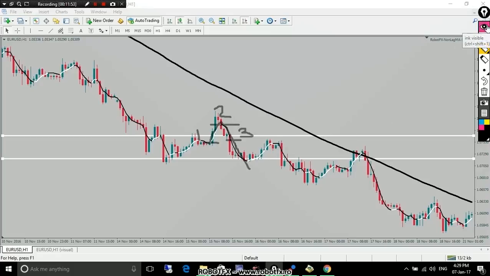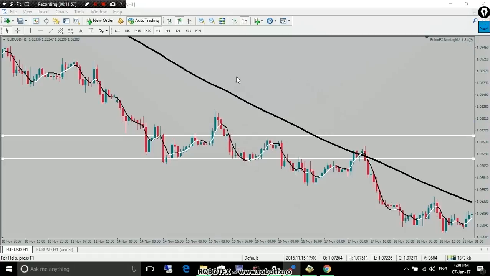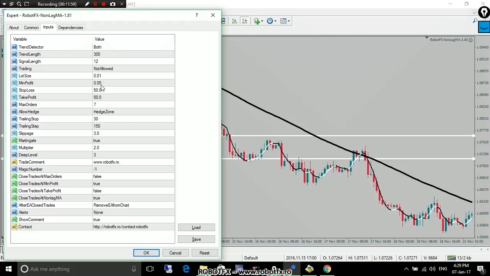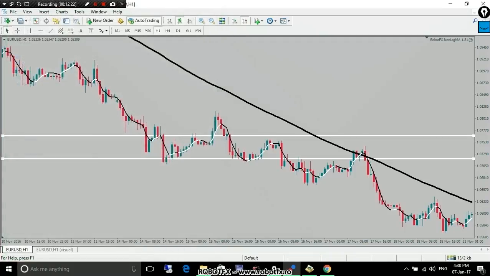And this brings me to another setting in the expert advisor, which is the minimum profit. The minimum profit is not in currency. So 0.05 basically means 5 cents, or $0.05 for this account. And it is the minimum profit that you are happy with to close a basket of trades.